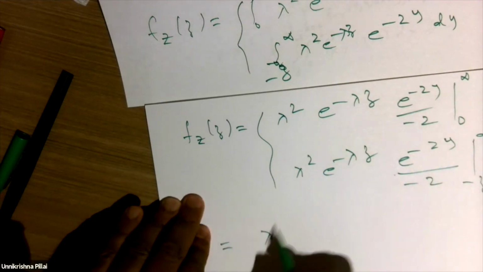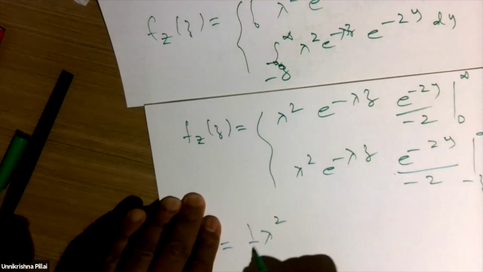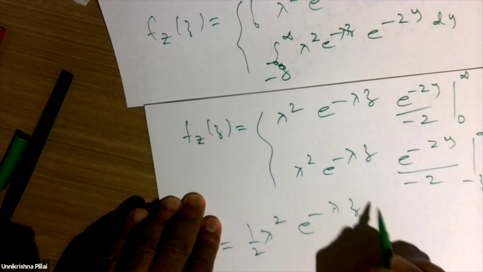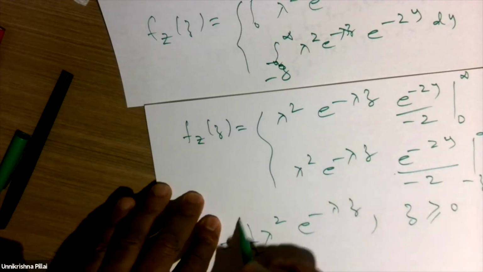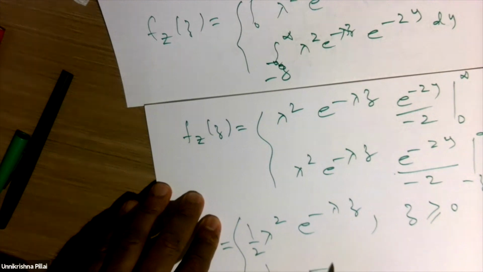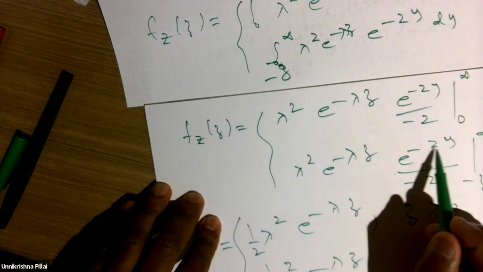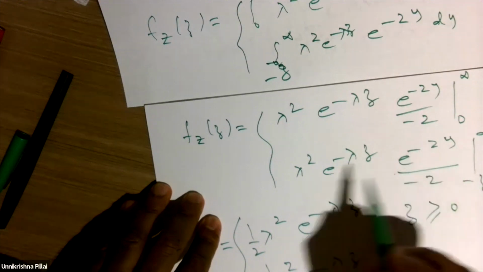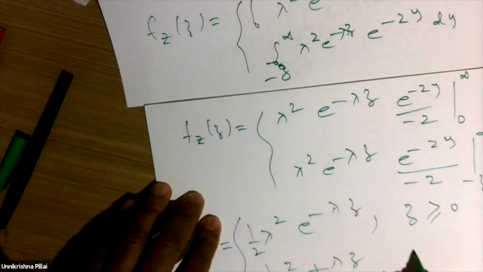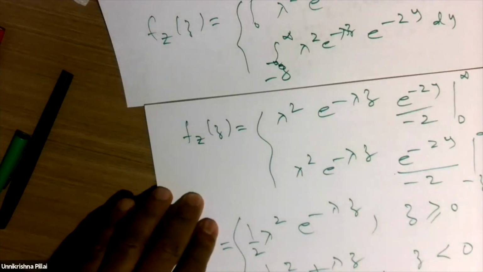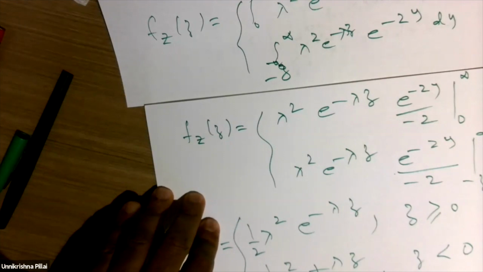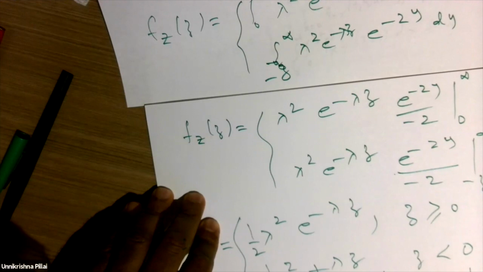So this will turn out to be lambda squared by 2 e raised to minus lambda z if this is positive. And this will be half lambda squared e raised to minus lambda z. Here the top limit is zero, bottom limit is minus 2z, this will become plus 4z, negative. So if you want, you can write it in one line. So this is the complete answer.